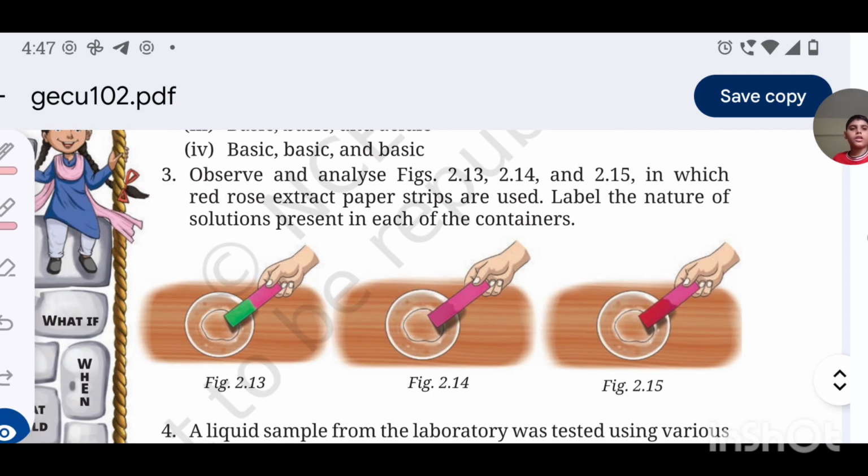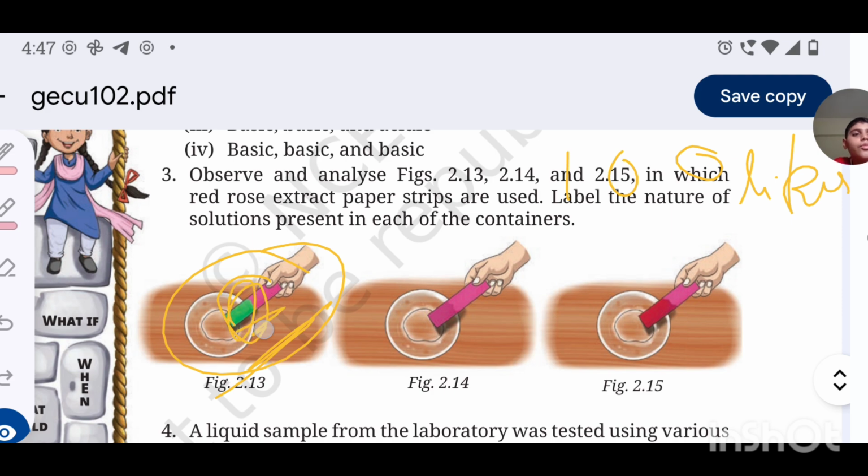Now the third one. Observe the following and analyze figures 2.3, 2.4 and 2.15. Here it is turning green, so it is wrong. Actually, instead of green it should be blue. Here it is neutral, here it is acid and here it is base.